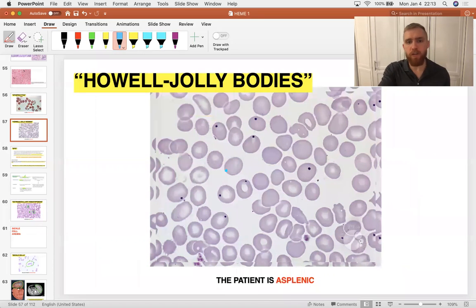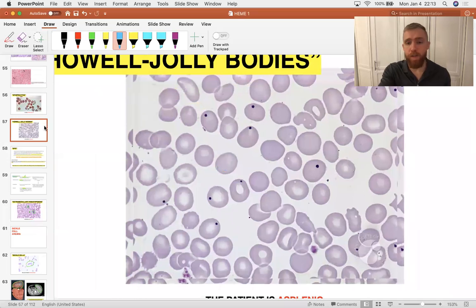Now, you can also see Howell-Jolly bodies in spherocytosis post-splenectomy, because in spherocytosis, patients always have an enlarged spleen, and so their anemia is going to persist unless you take the spleen out, because that's what's phagocytosing all the spherocytes. So if you take the spleen out, then there's no more spleen to clean up these Howell-Jolly bodies inside red blood cells. Let me tell you what they are.